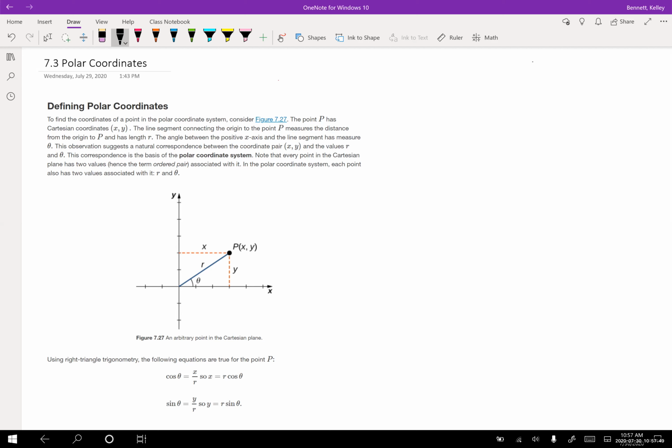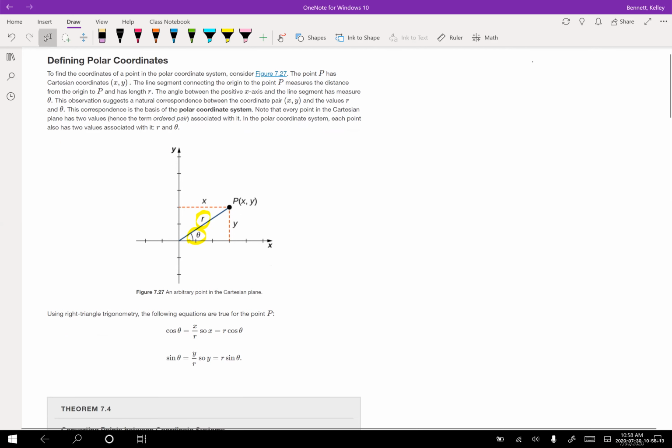So instead of giving a point as a certain width along the x-axis and then a certain height along the y-axis, we're going to give it in terms of a radius and an angle. So you can see it here in this figure. Our angle and our radius are going to uniquely determine x comma y.